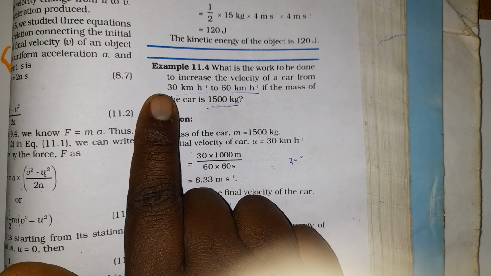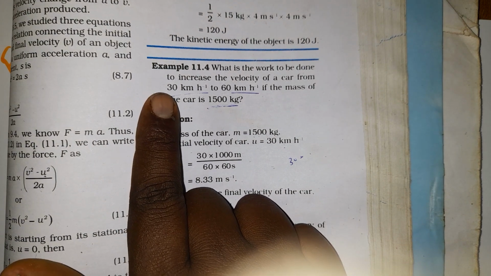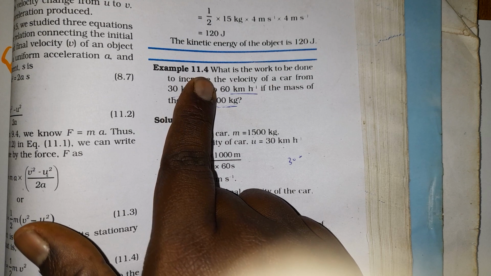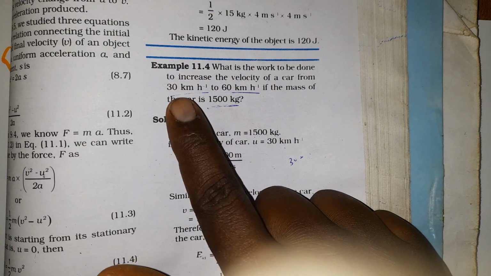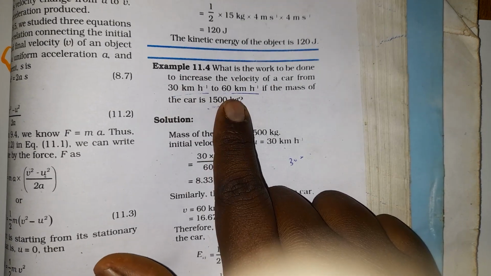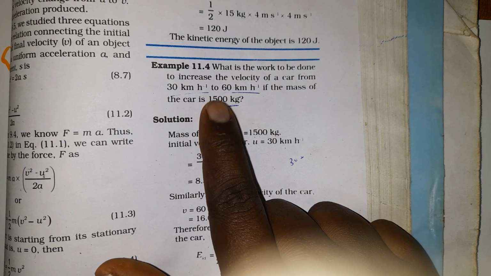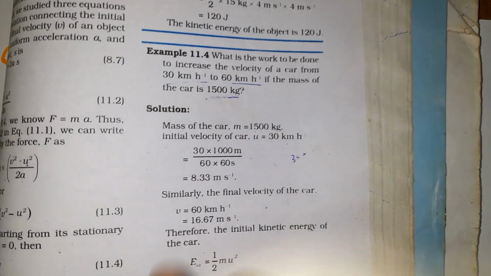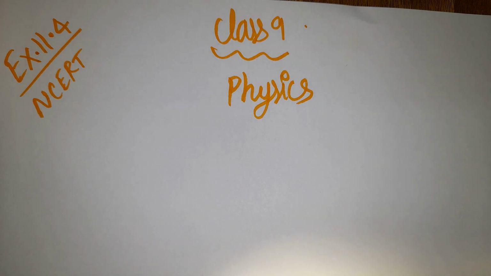Hello student, today we are going to discuss a class 9 physics NCERT example problem. It's the 11th chapter, 4th problem. The question gives the initial velocity, final velocity, and mass, and asks for the change in kinetic energy. Now we'll see how to solve this problem.